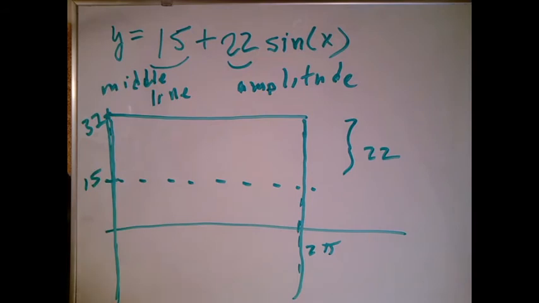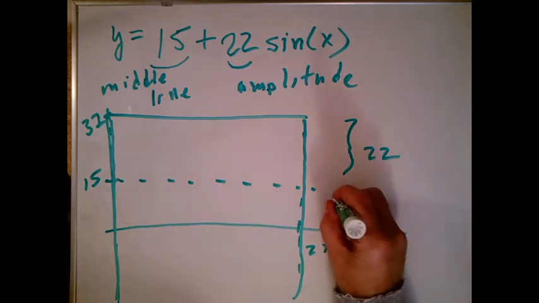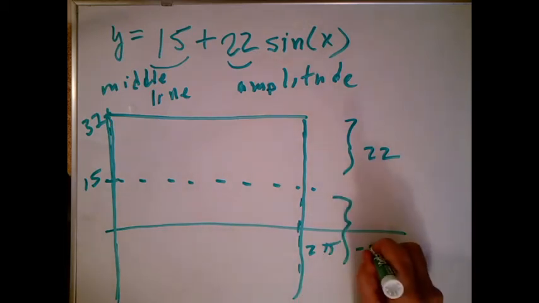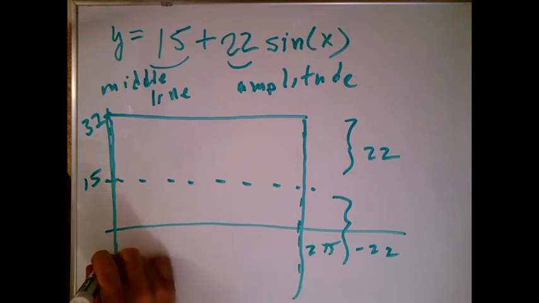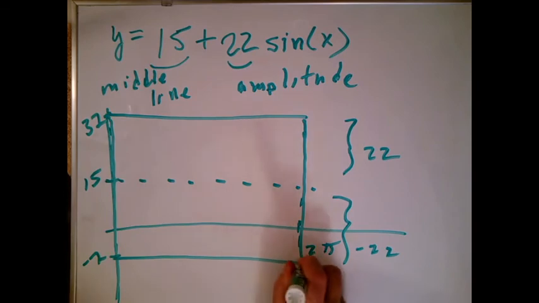I still need to figure out the bottom, but the 22 is also the distance between the middle line and the bottom. So the bottom is going to be down at -7, which is going to be about here, I'm thinking. And I go like this. And I draw the frame.